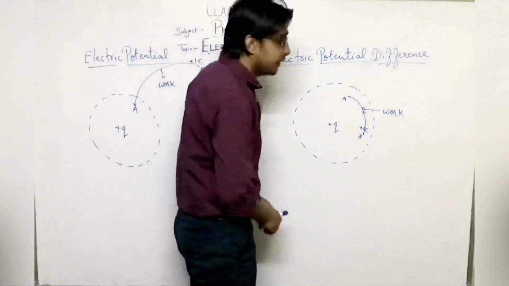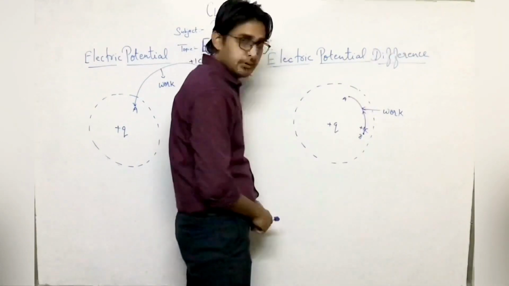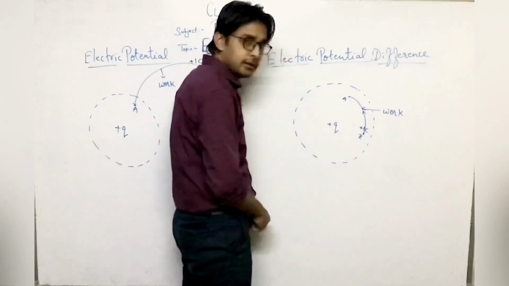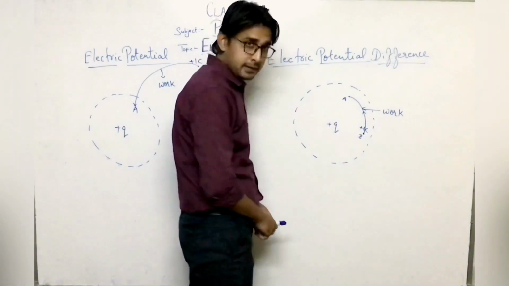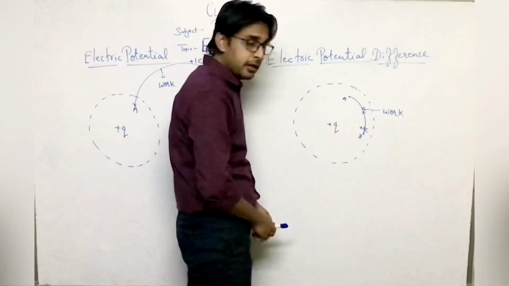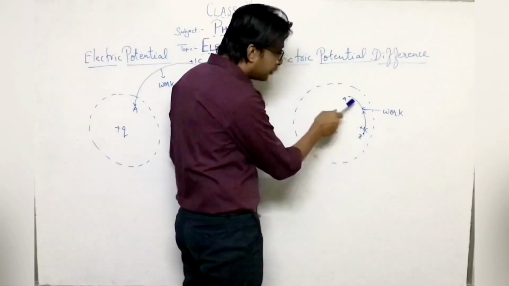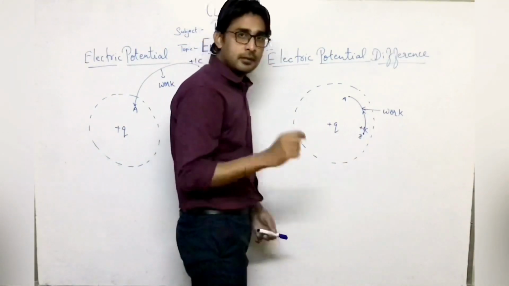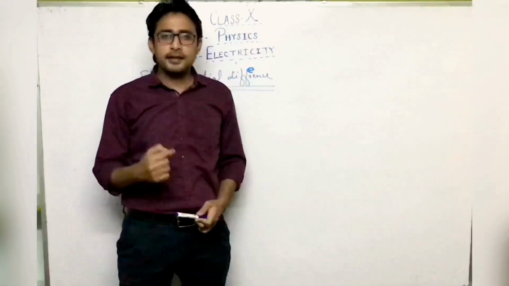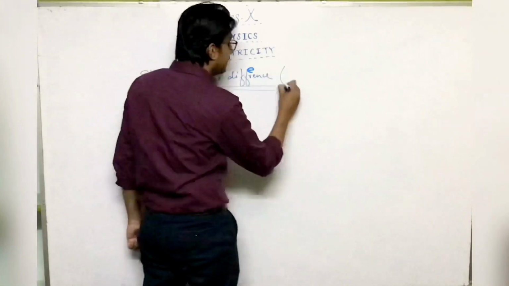Now, electric potential difference. Electric potential difference between 2 points inside the electric field of a charge is defined as work done in bringing a unit positive charge from one point to another inside that electric field. Electric potential difference is represented by capital V.